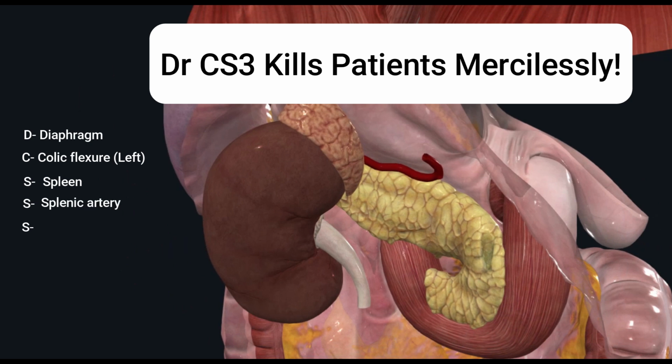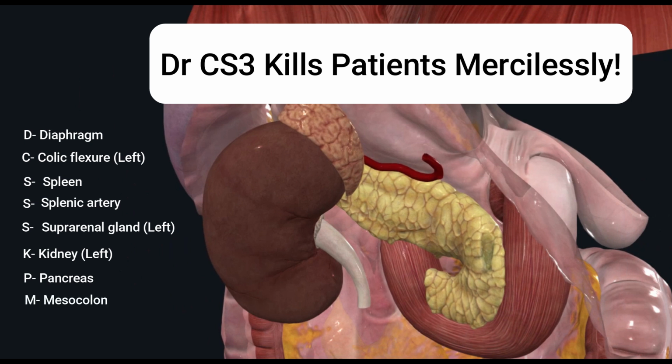One S is for spleen, one S is for splenic artery, and another S is for suprarenal gland, the left one actually. Kills, the K is for the kidney, the left one obviously. The P of the patients is for pancreas, and finally M of the mercilessly is for the mesocolon. This is how you can remember, though these things do not work for me that well.